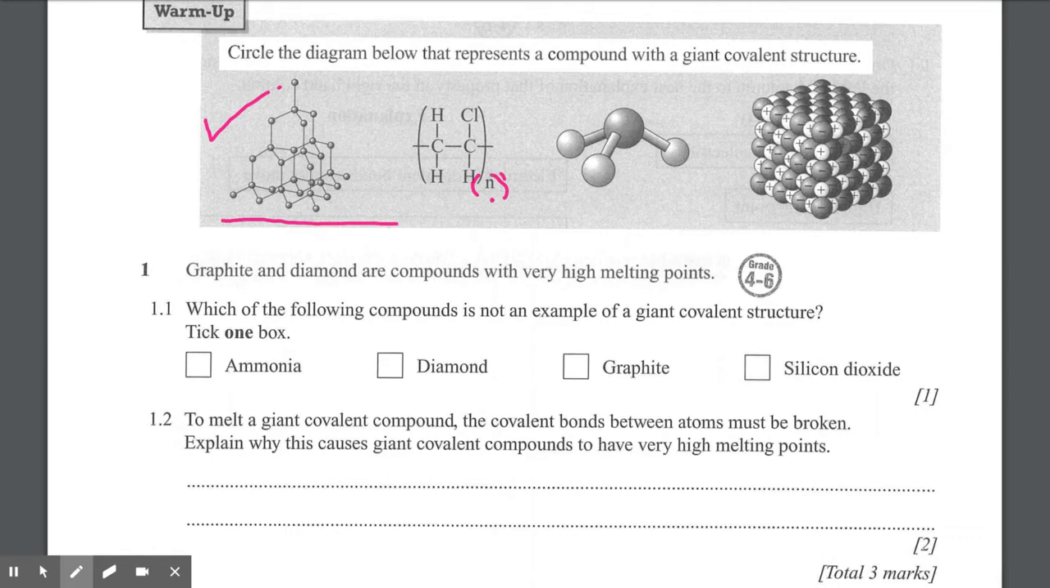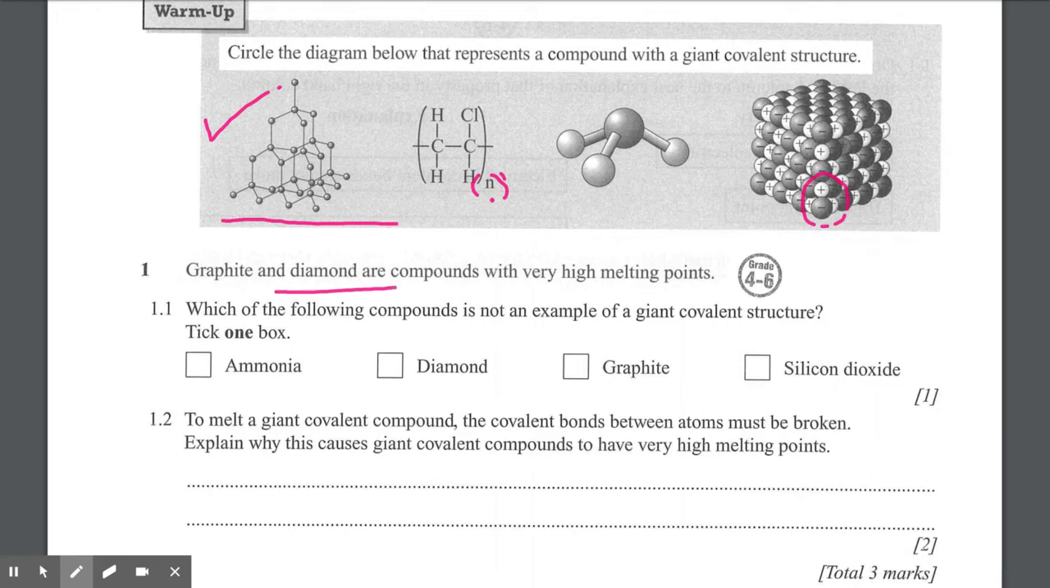The third diagram is a simple covalent substance, possibly something like ammonia, NH3. And the fourth diagram is an ionic one, because you can see the positive and negative charges in the substance. So the first one is a giant covalent structure, and that's specifically a diamond, which is mentioned in the first question actually, is that they are substances with very high melting points.